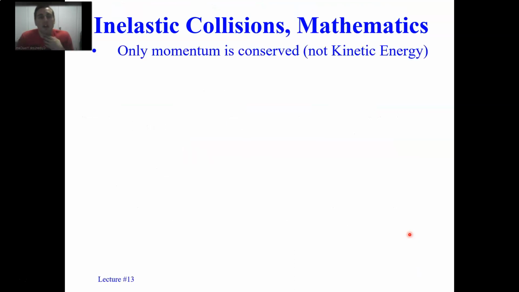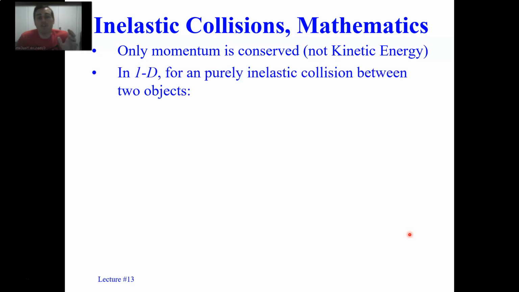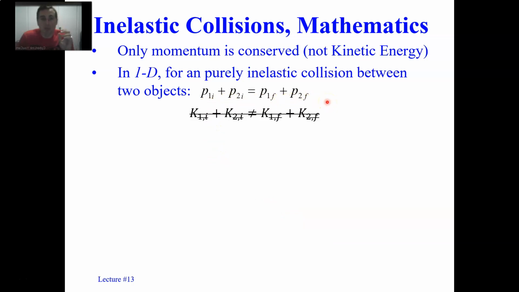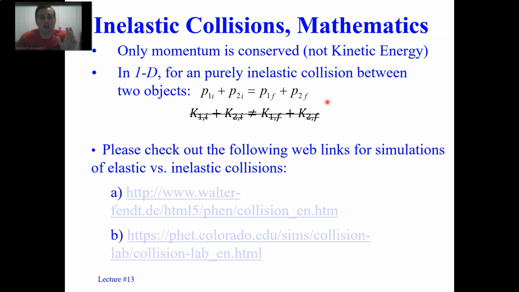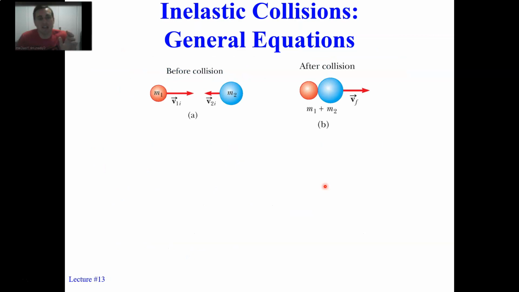So when it comes to inelastic collisions, only momentum is conserved, not kinetic energy. And for one dimension, you only have one conservation equation. But the idea is that the kinetic energy not being conserved allows us to come up with a much more simple equation, because this is a combined mass. By the way, feel free to check out these web links in terms of simulating elastic versus inelastic collisions.